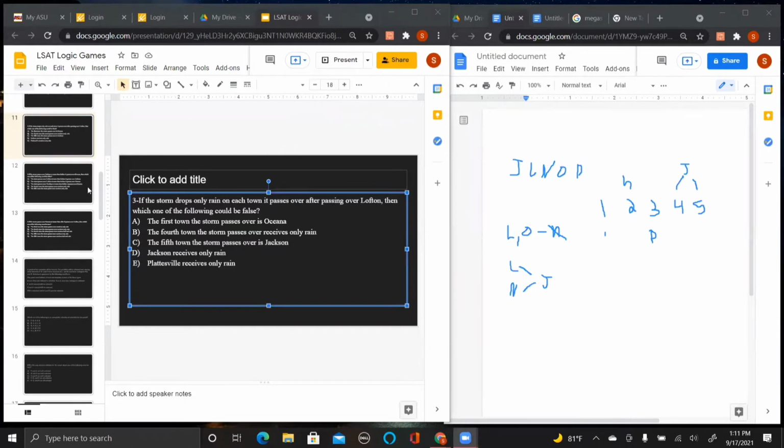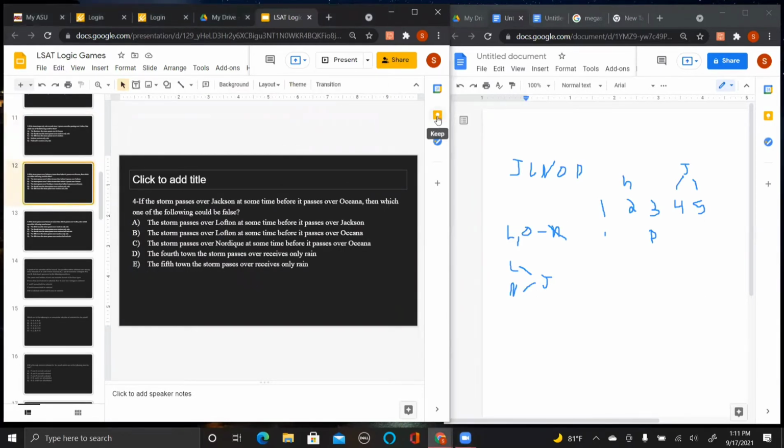Now question 4. There we are. If the storm passes over Jackson at some time before it passes over Oceania. Okay, so if Jackson is before Oceania, we just add that over here. Jackson would have to be fourth, right? Because it can only be fourth or fifth. And the only way it has something after it is if it's fourth. And then same thing before. L cannot be in position 2, so it has to be here. And N has to be in position 2. So we'll figure out the order again.